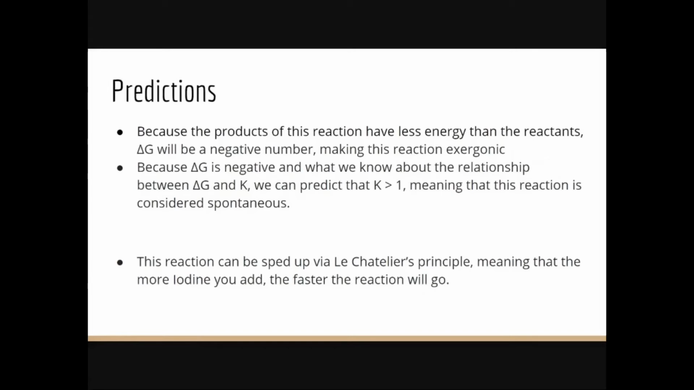Because delta G is negative, and what we know about the relationship between delta G and K, we can predict that K is greater than 1, meaning that this reaction would be considered spontaneous. It would be a spontaneous reaction.